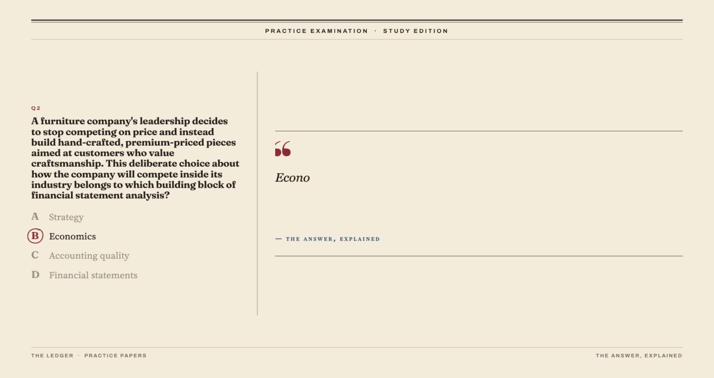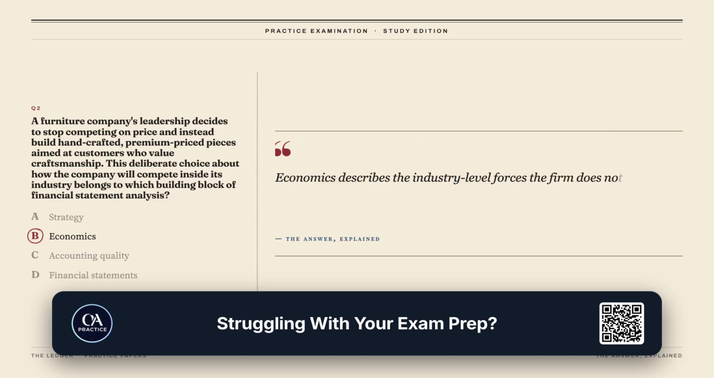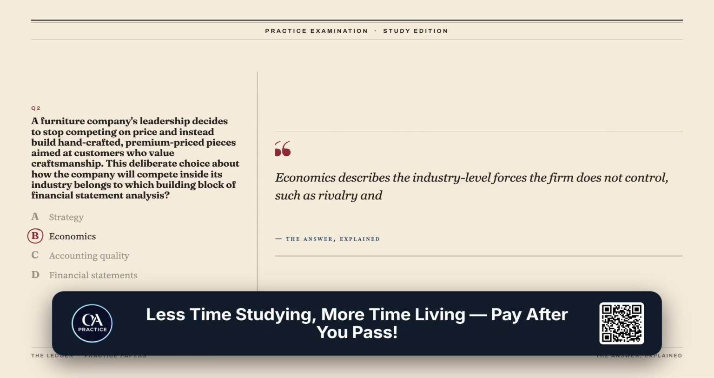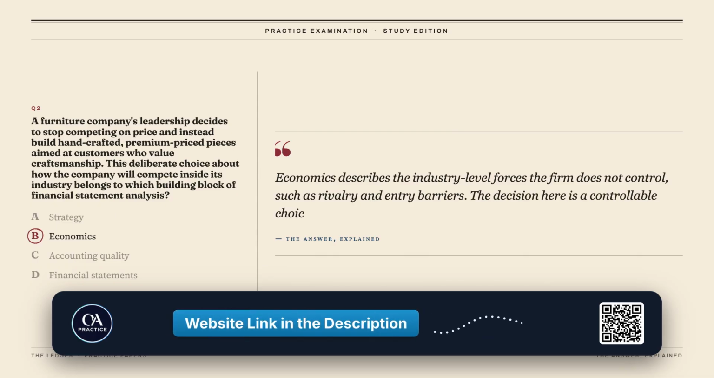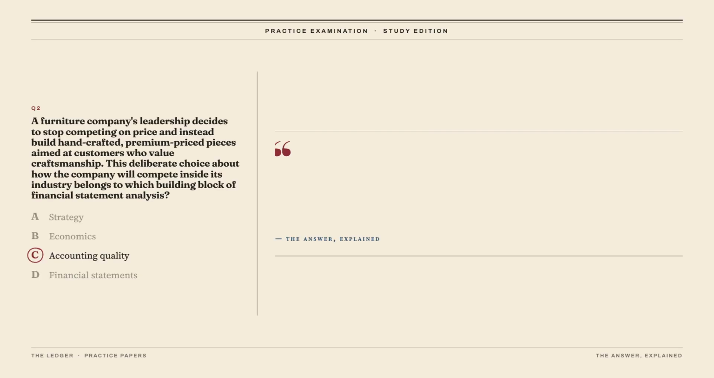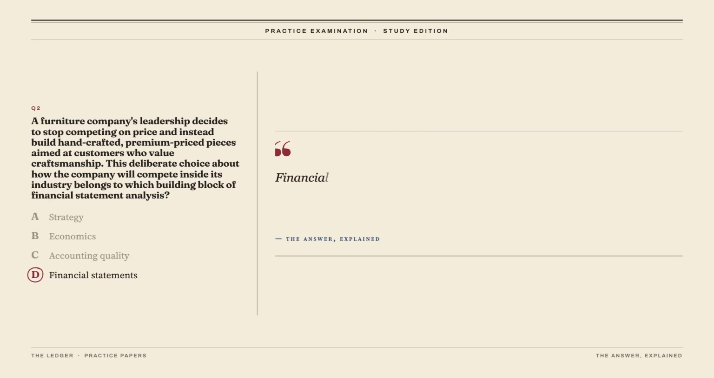B is wrong because economics describes the industry-level forces the firm does not control, such as rivalry and entry barriers. The decision here is a controllable choice the company made, not a feature of the industry. C is wrong because accounting quality is a judgment about how trustworthy the reported numbers are. A pricing and positioning decision is not a statement about reporting reliability. D is wrong because financial statements are the reported data itself.